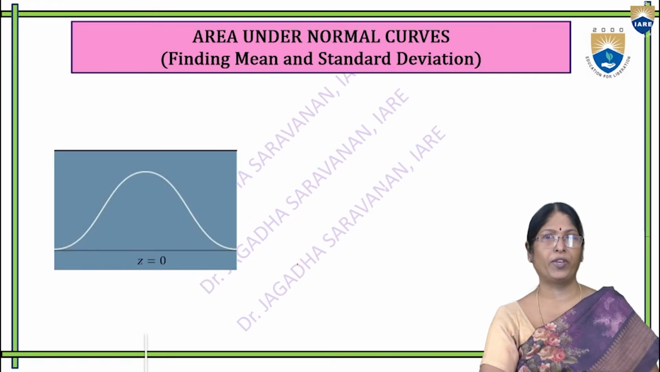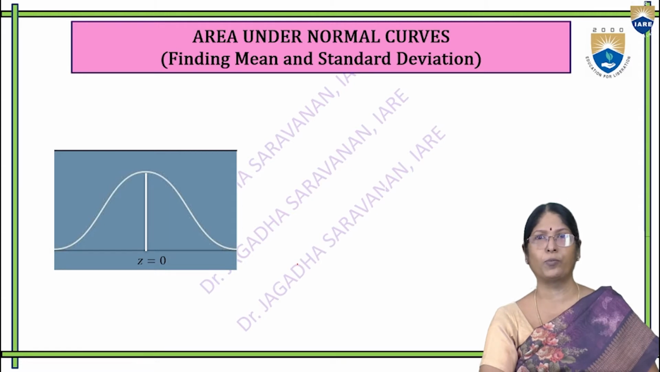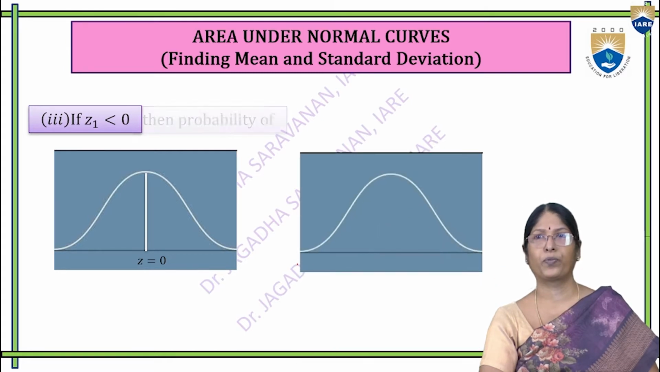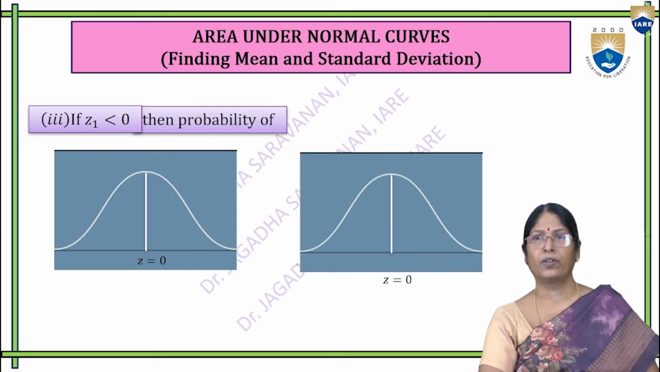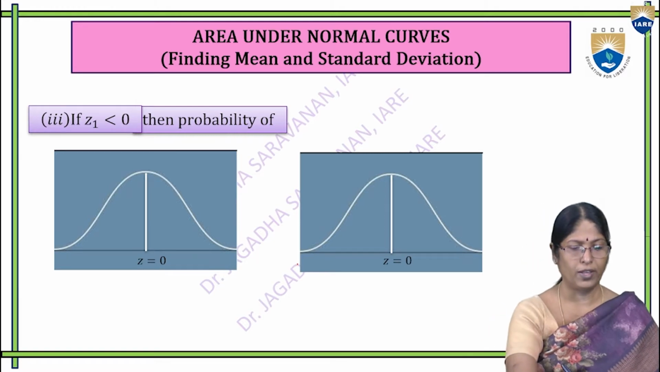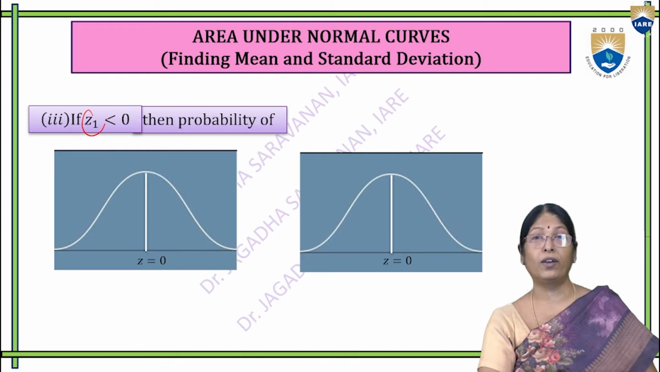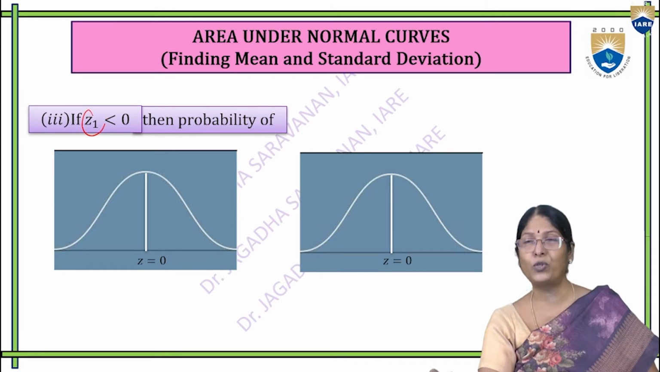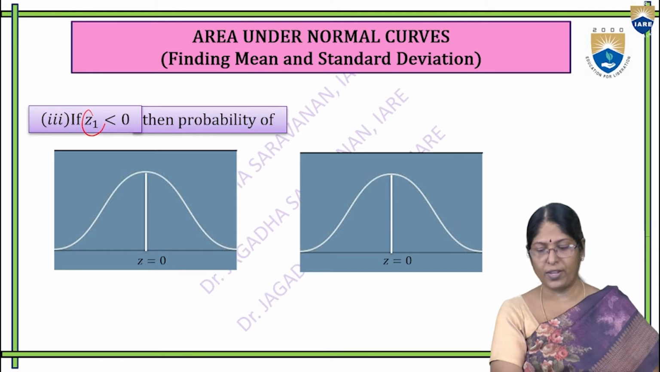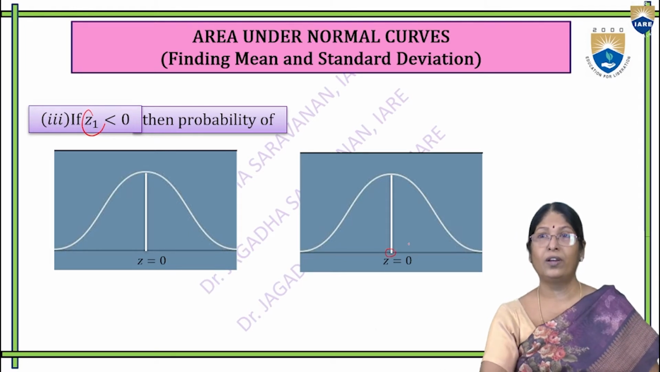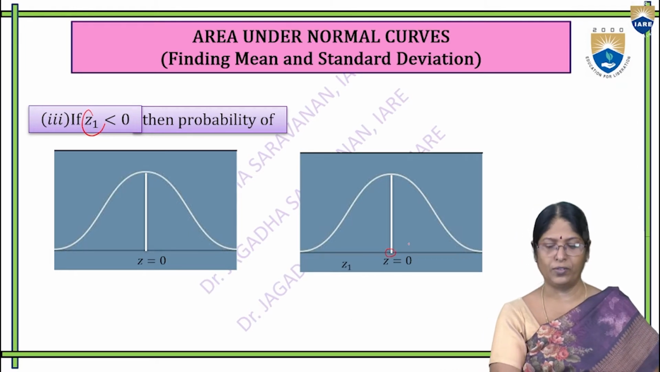So one more thing we can discuss. There are 3 types of normal curves we have taken in this video lecture. That is Z1 less than 0. Here, we have to place the point Z1. Z1 less than 0 means less than, left to the point. So here is the point, and left to that is Z1.